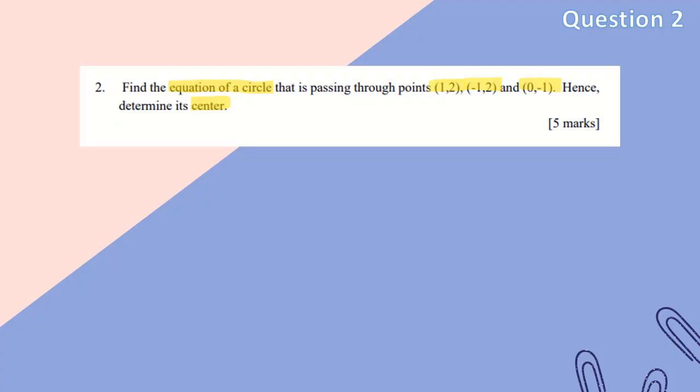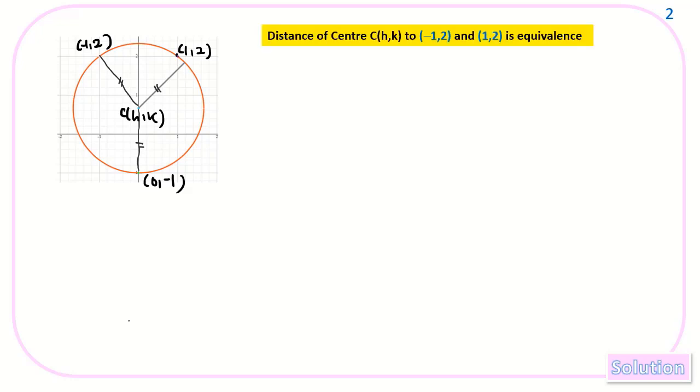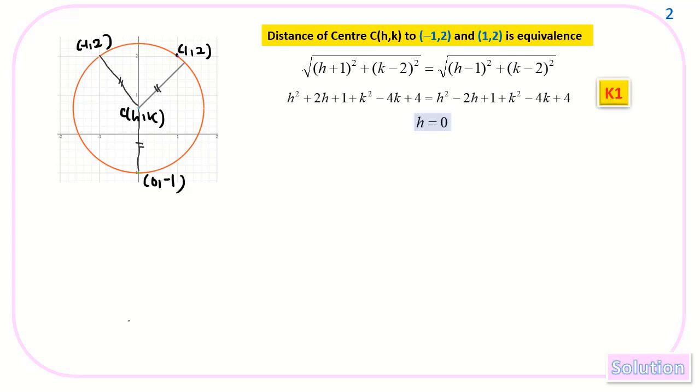Question 2 is the question on equations of circles passing through 3 points, that is 1, 2, minus 1, 2, and 0, minus 1, and hence determine its center. To form the equation of a circle that passes through 3 points, we may use the concept of distance. We may say that the distance from the center to each of the 3 points is the same. So first of all, we form the first equation of the distance from the center to the points minus 1, 2 and 1, 2 to get the very first equation.